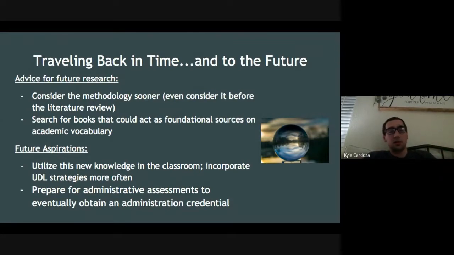So in this case, I want to tell myself, for future research, consider the methodology sooner. When I was going through the methodology, I felt that I was rushing myself and coming across a lot of obstacles that I, at the time, could not necessarily get through. Because when you consider methodologies, you have to consider all of the confounding variables that could really mess up your research. And so in this case, I found myself switching.